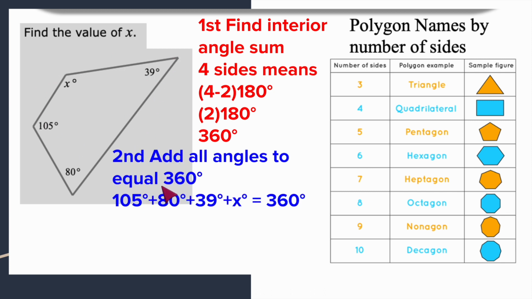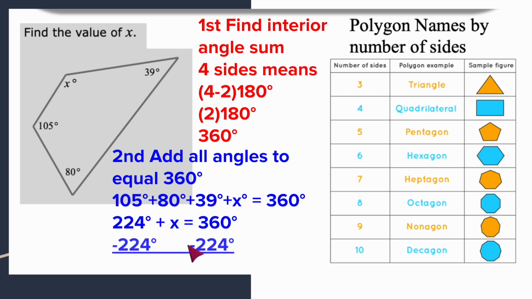So 105 plus 80 plus 39 plus x equals 360. So let's add the angles that we know together. We get 224, because that's the 105 plus 80 plus 39. And then I want to subtract that from both sides because I want to know what's left over of the 360 that they have to add up to, for that x. So x is 136 degrees.